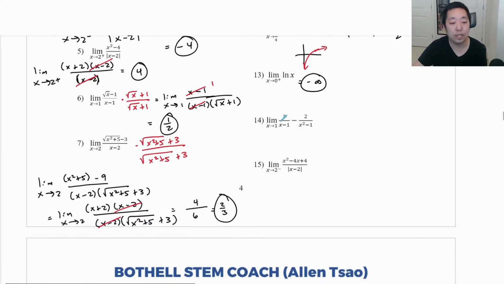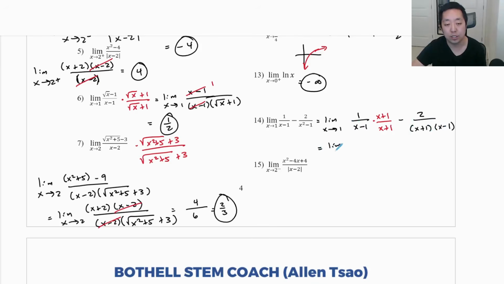Okay. What if you have ones that are a difference, right? 1 over x minus 1 minus this. So I plug it in, it's going to be 1 over 0 minus 2 over 0. Well, you want to make it a single fraction. The denominator here is going to be x plus 1, x minus 1. Let me write it like this. To combine the fractions, I want to do common denominator. I'm going to multiply this by x plus 1 over x plus 1. And that's because then they'll have the same denominator, and then I can combine the fractions.